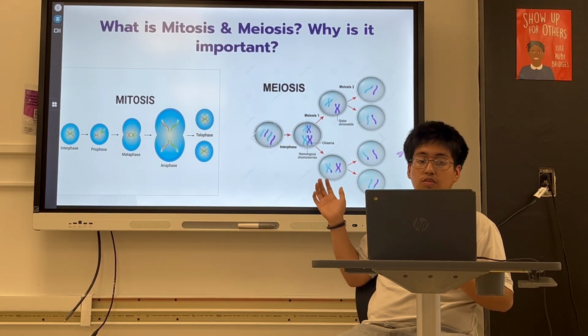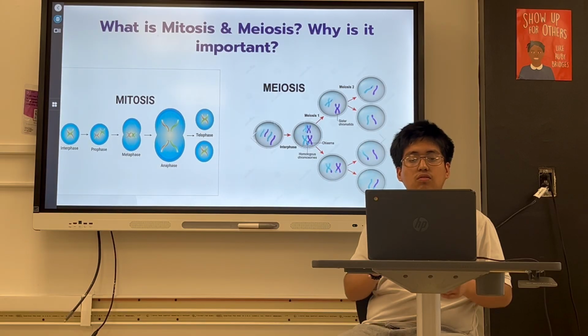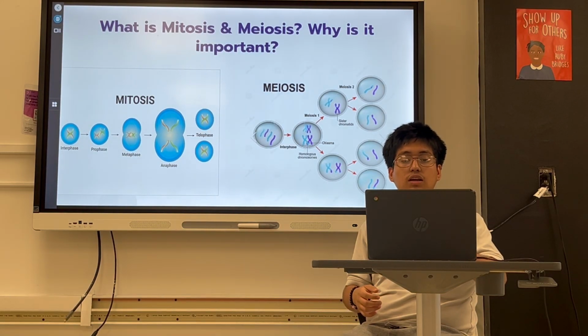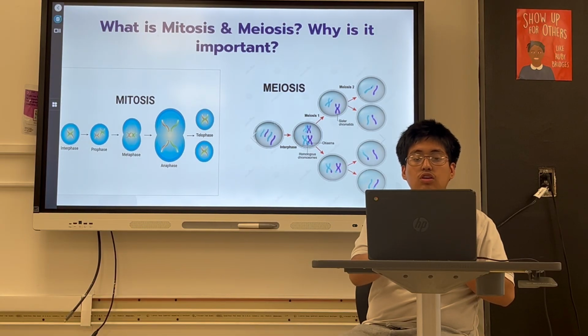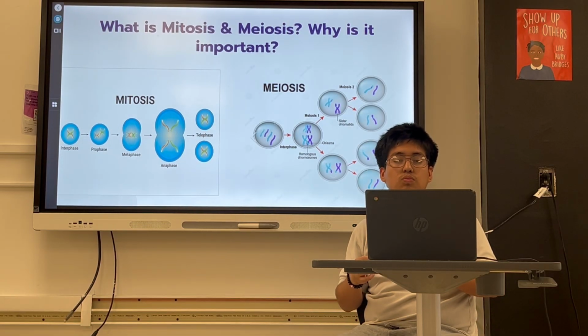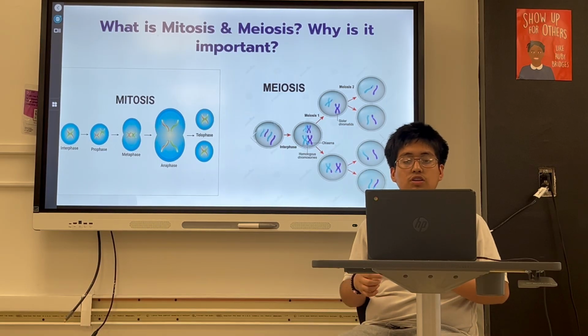Meiosis, as shown as an example right here, is a specialized type of cell division that produces four genetically unique haploid gametes, or sex cells, from a single diploid parent cell. It occurs in germ cells and is essential for sexual reproduction and genetic variation.